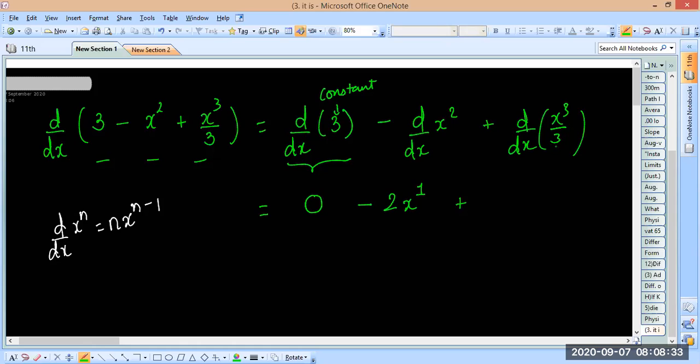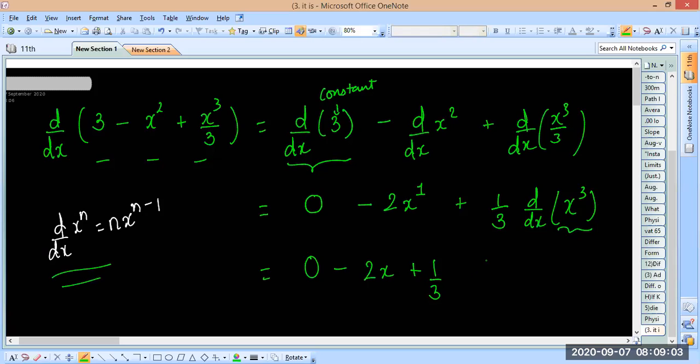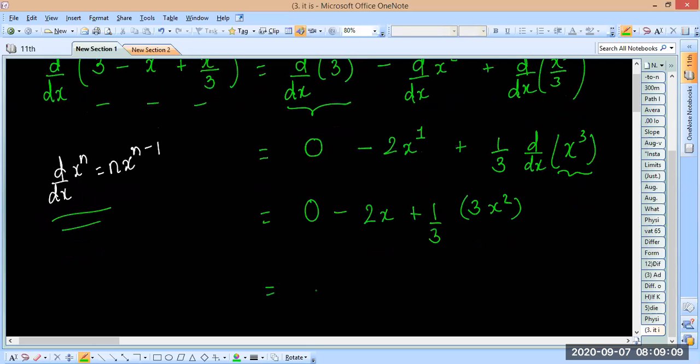Plus. Now over here, you have x cubed divided by 3, right? So this 3 is a constant, so you can put that constant outside. So this will become 1 upon 3, because division by 3 means 1 upon 3, d by dx of x cube, right? And now in the next step, you can do the differentiation of x cube. Using this same formula, it is going to be 3x squared, right? And thus you will get an answer, minus 2x plus 3 cancel, x squared, which, if you want, you can write as x squared minus 2x.